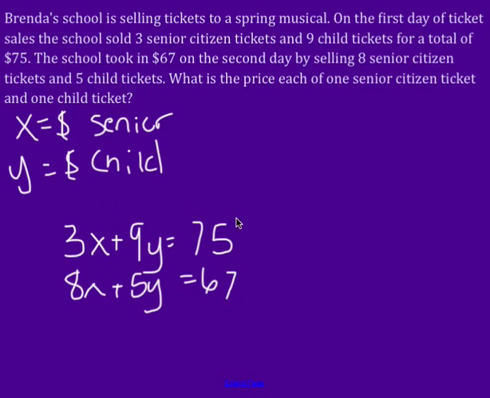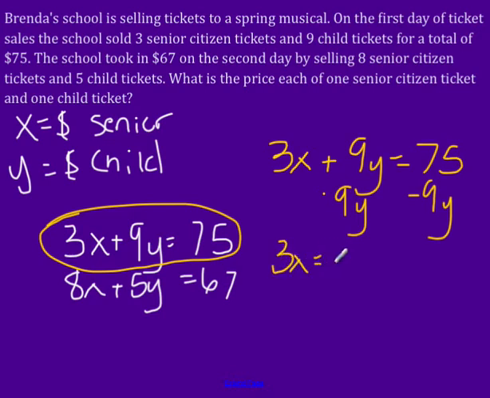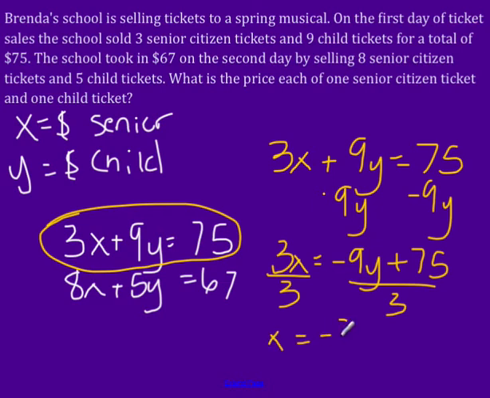So now we need to go ahead and solve one of these equations for a variable. So I'm going to start with this one. I'm going to solve this one for x because that seems the easiest. So I have 3x plus 9y is equal to 75. So I'm going to subtract 9y from both sides. And I get that 3x is equal to a negative 9y plus 75. Last thing I want to do is divide both sides by 3. And I get that x is equal to a negative 3y plus 25.